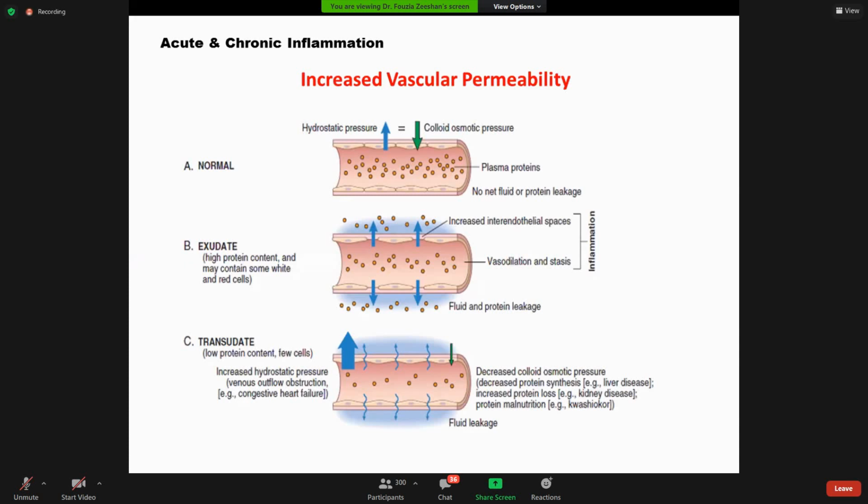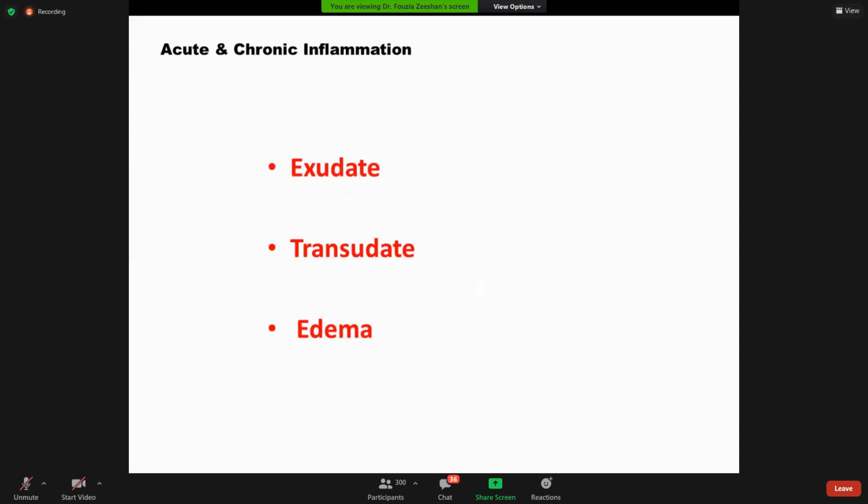So in some diseases where protein is lesser in amount, like in liver disease, like in kidney disease, like in protein malnutrition, for example, in kwashiorkor, a condition called transudate occurs, or in case of congestive heart failure. We have already discussed what is the exudate, transudate, and the edema.